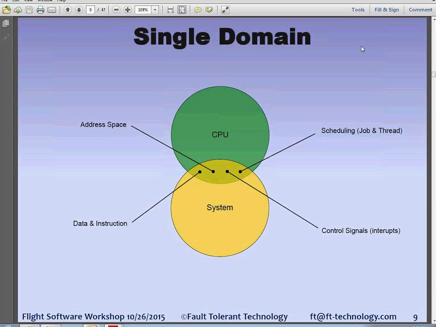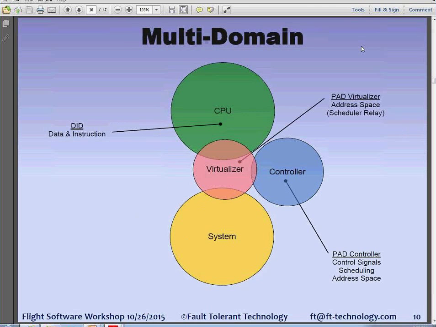And you also have two types of scheduling. I'm going to stick to Linux here. So you have two types of scheduling. You have forks and child processes that go off, and that creates a context switch. And you have control signals that come in every so often to create interrupts, and that also creates a context switch. In a multi-domain architecture, you have the same sort of thing.